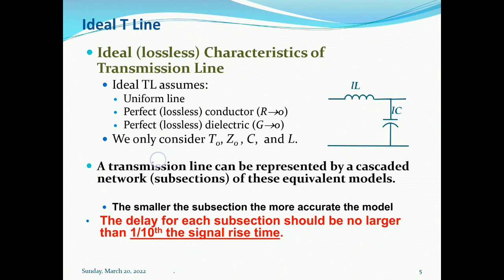Now the ideal T line. Ideal means lossless. There is no loss between the input side and output side. These are the ideal characteristics of transmission lines. The ideal transmission line assumes a uniform line, perfect lossless conductor, and perfect dielectric material. We only consider and denote characteristic impedance, capacitance and length. A transmission line can be represented by a cascade network of these equivalent models. For a more accurate model use smaller subsections; the delay of each subsection should be no larger than 1/10th of the signal rise time.